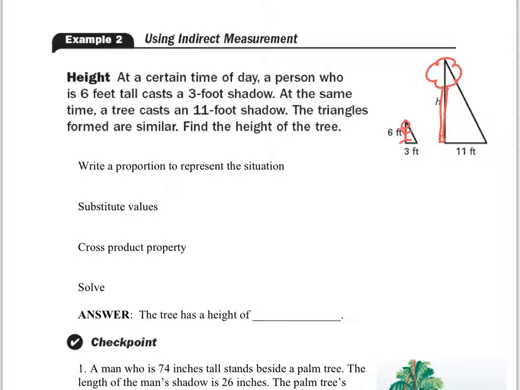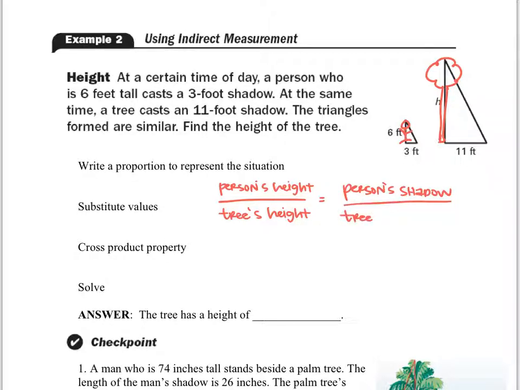So similar to the last one, we're going to set up a proportion. We are going to put the person's height over the tree's height. And then we've got to stay consistent, so the person stays on top. So it's the person's shadow over the tree's shadow. And again, just like we mentioned in the last one, you could have put the tree on the top and the person on the bottom. You could have listed the shadow first and the height second. It would not matter. But now that we have our proportion, we can fill in the information.